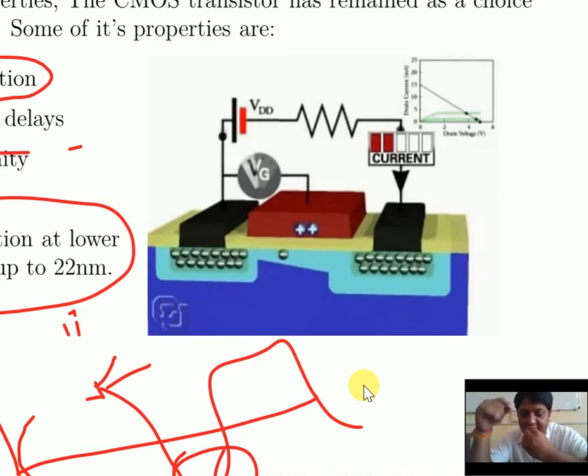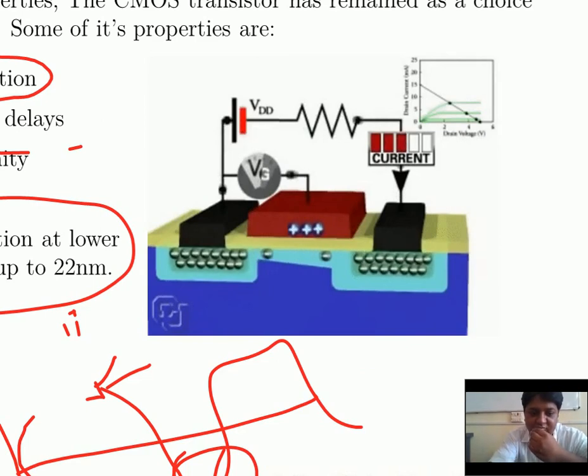So what is happening here? When you are applying the gate voltage, let's pause this for a second. So when you are applying the gate voltage, this positive, what does it mean? This is the gate oxide. Fine. This is silicon oxide. So can silicon oxide conduct? No, it is not conducting. On an insulator you can put an electric field, but you cannot make it conduct.